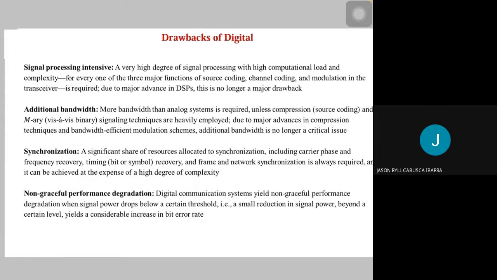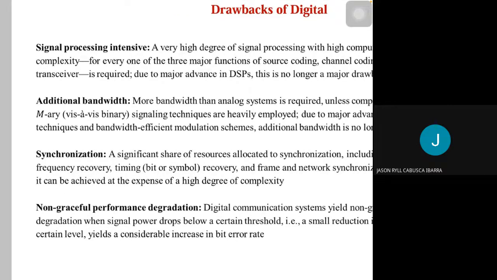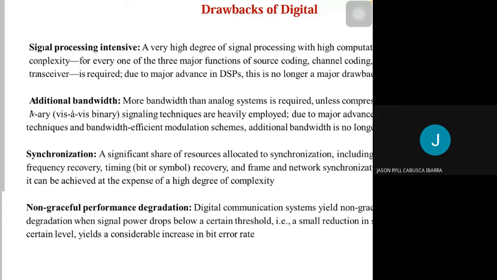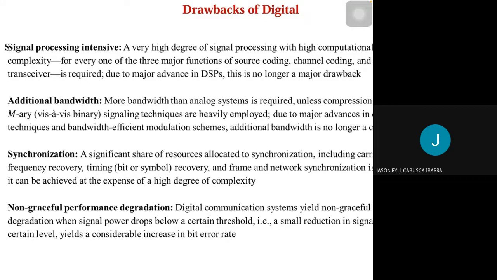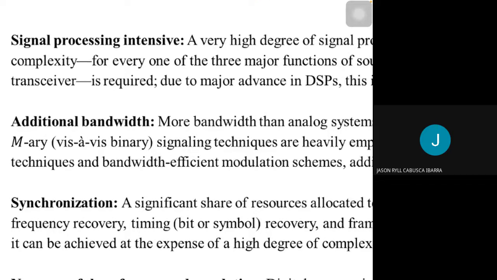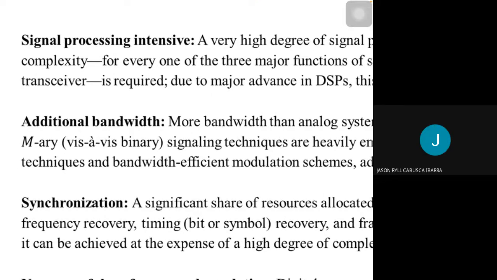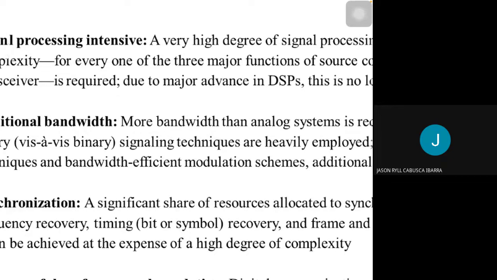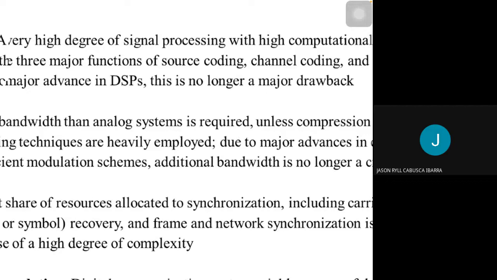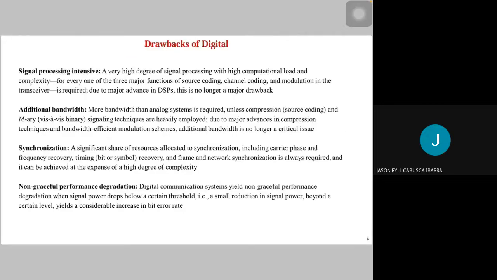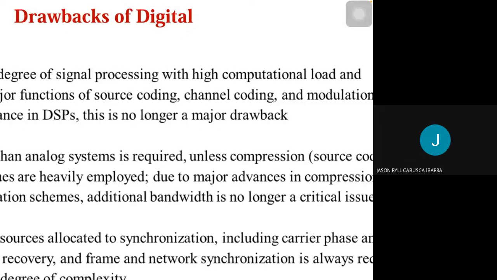Drawbacks, signal processing intensive. Although most of these drawbacks are not really major ones, no? Just like signal processing intensive daw ang digital communication systems. But this is no longer a major drawback because of faster, high computational chips or microprocessors.